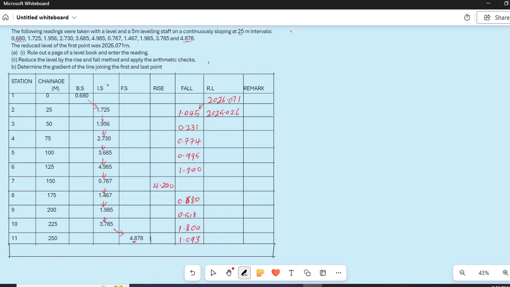Then from 2025.026, I subtract 0.231, and this gives me 2024.795. Then from 2024.795, I subtract 0.774, and this gives me 2024.021. Then I subtract 0.995, and this gives me 2023.066. Again I subtract 1.3, and that gives me 2021.766.